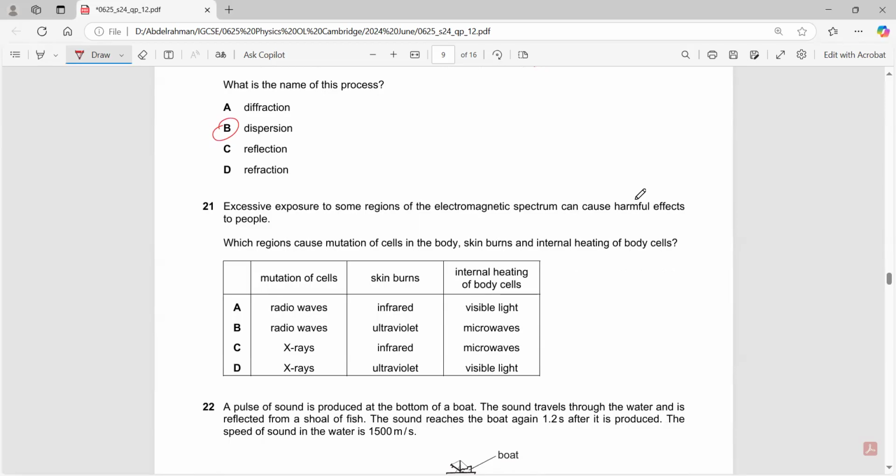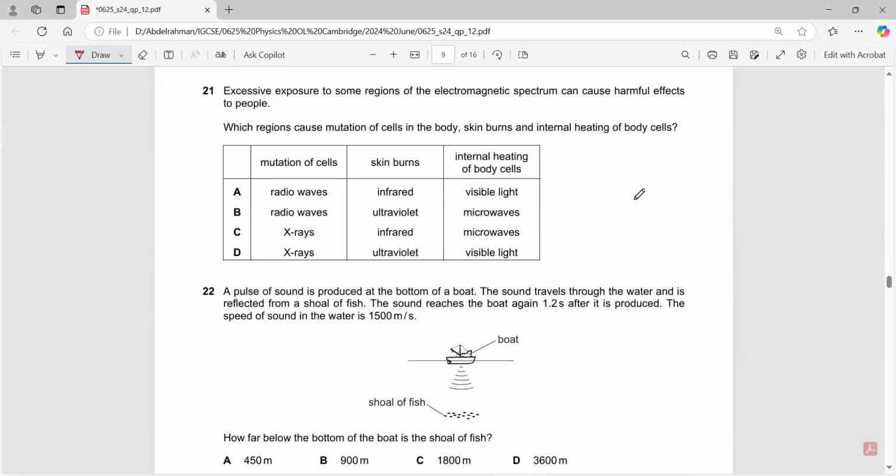Which regions cause mutation of cells in the body, skin burns, and internal heating of the body cells? The mutation of the cells would be caused by the X-rays, yes, skin burns by the infrared, and the internal body heating by the microwaves.